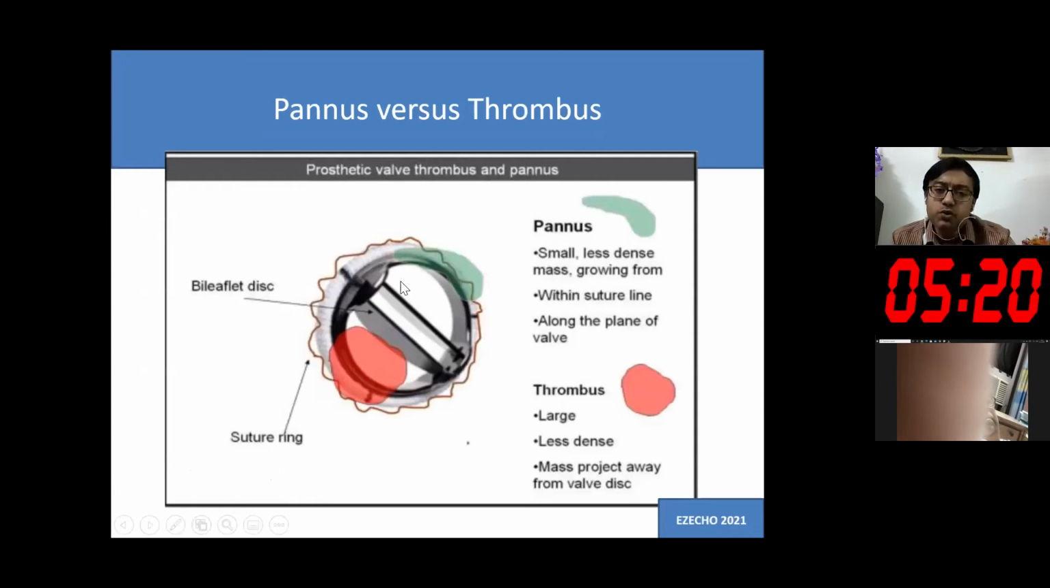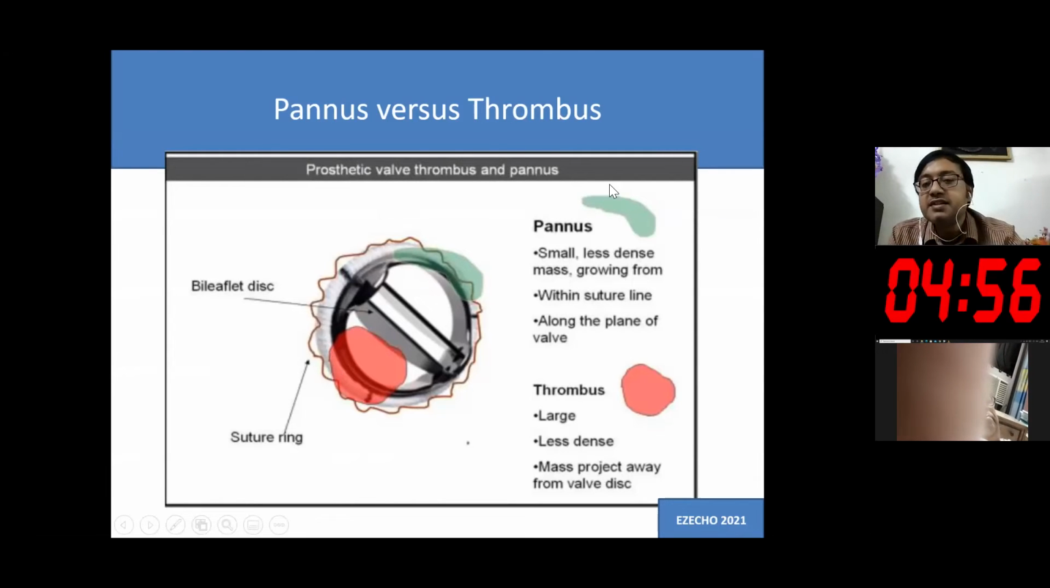This is a pictorial demonstration of how a pannus will progress. It will be a small mass growing from within the suture line along the plane of the valve, whereas a thrombus will be large, because it is a blood clot, so it will be less dense on echocardiography, and a mass projecting away from the valve disc. So these are the clues to differentiate between the two.